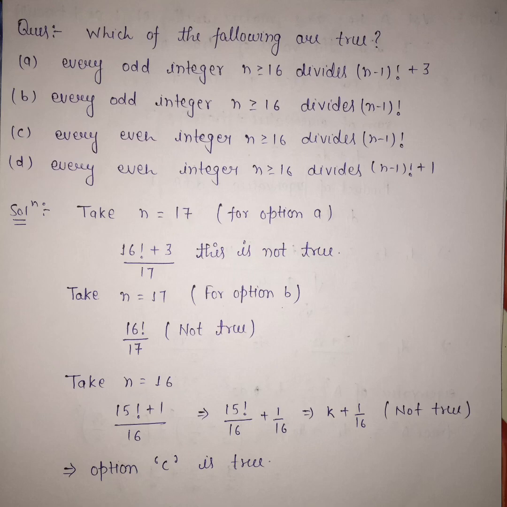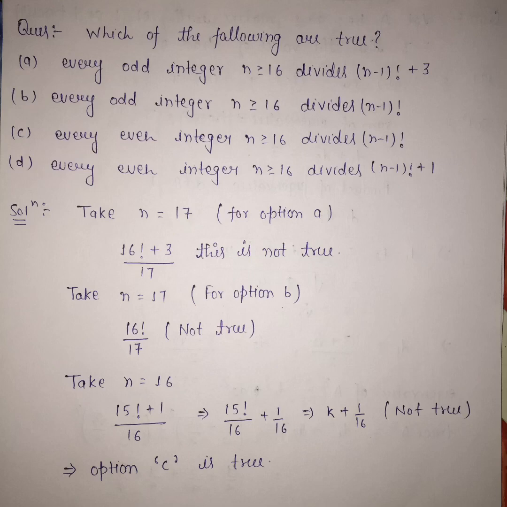So for option A we will take n is equal to 17. So clearly this is not divisible by 17. So option A is not true. Similarly for option B, we will take n is equal to 17. This is also not divisible by 17. So option B is not true.